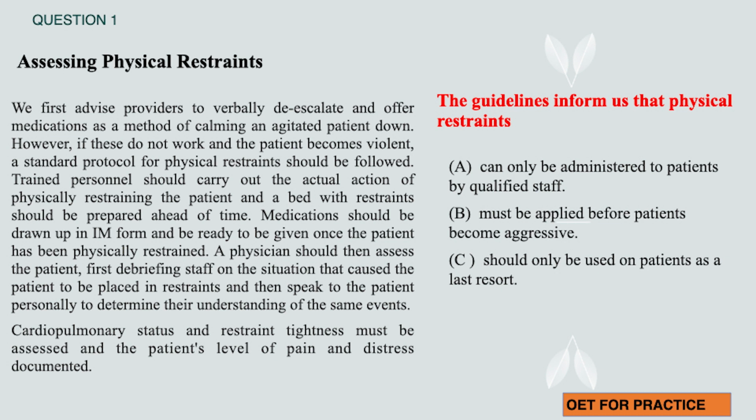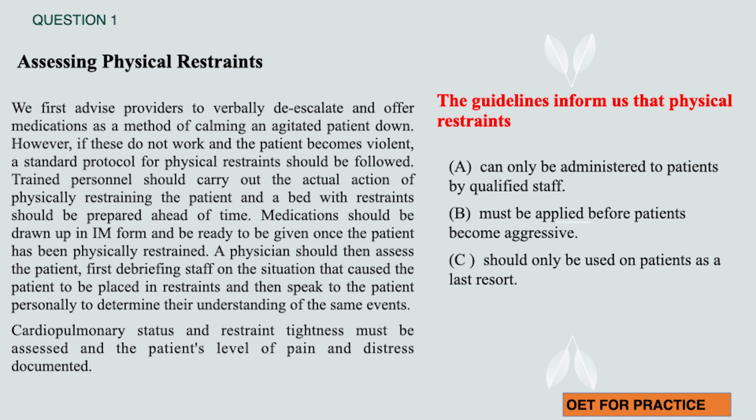Let's move on to option B. Option B says that it must be applied before patients become aggressive. Here, the guidelines do not suggest that physical restraints should be applied before patients become aggressive. In fact, the guidelines recommend that physical restraints should only be used as a last resort after verbal de-escalation and medication have failed to calm down an agitated patient. Therefore, option B is also wrong.